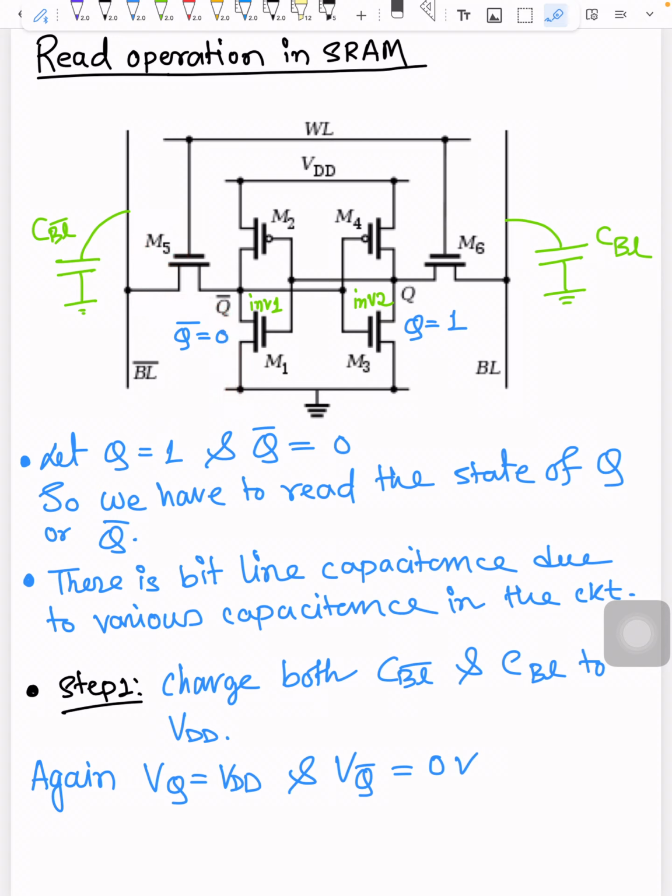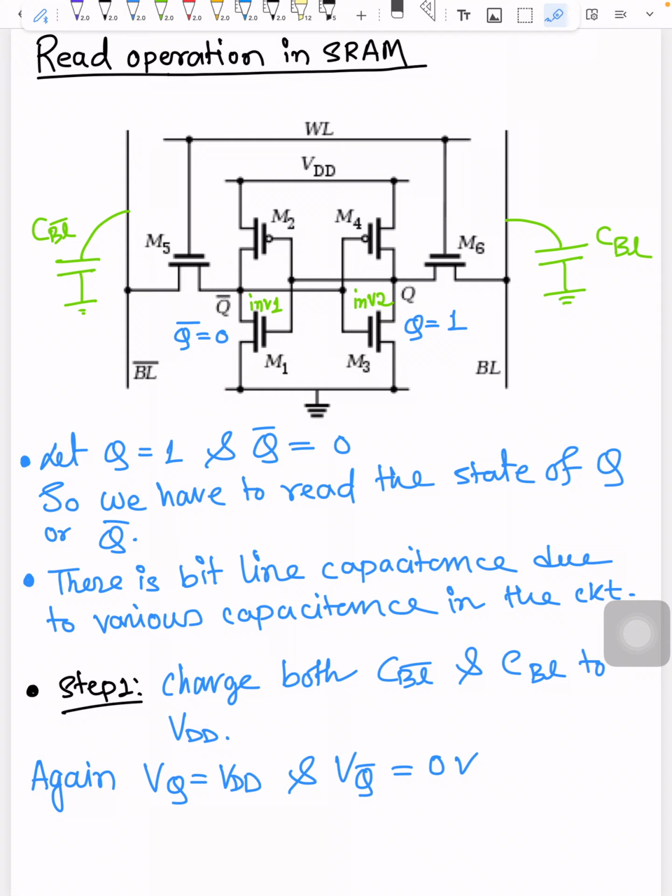Now if you see CBL, the potential over here is VDD and the potential over here is also VDD, because Q is 1, so it cannot discharge through this path. So the potential over here will stay at VDD, but the voltage over here will discharge very quickly through this path, depending upon the resistance on the path.